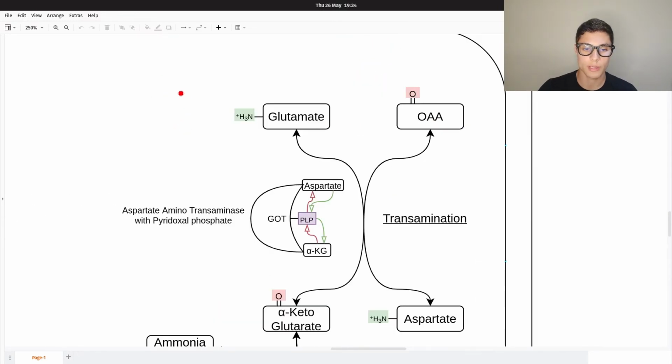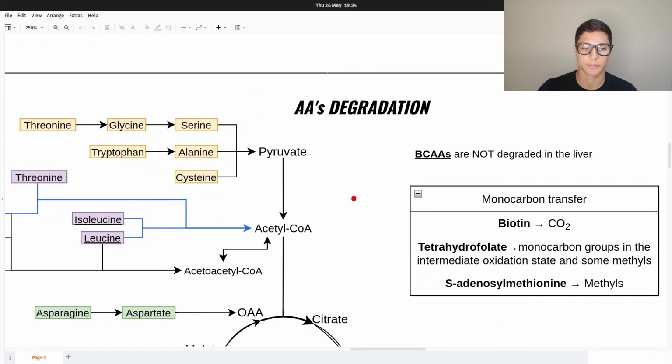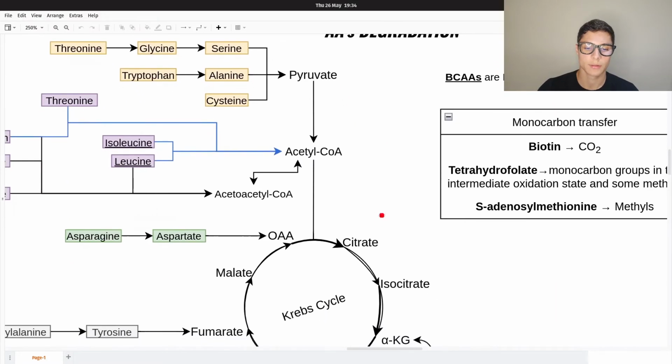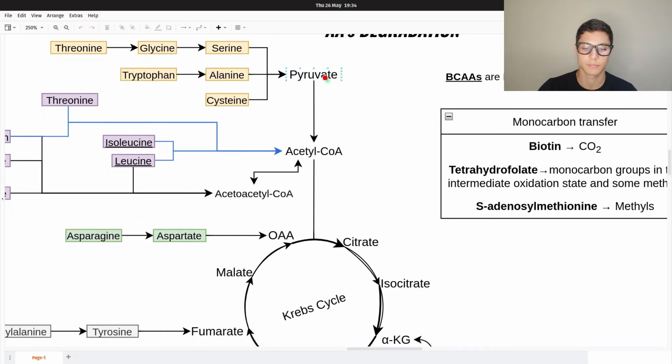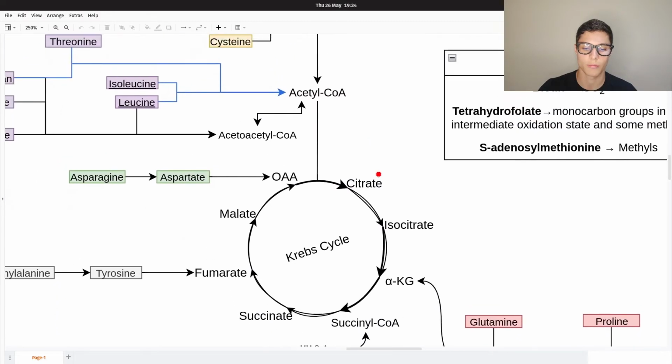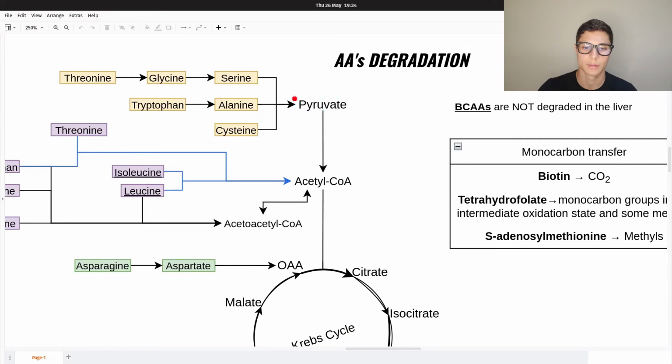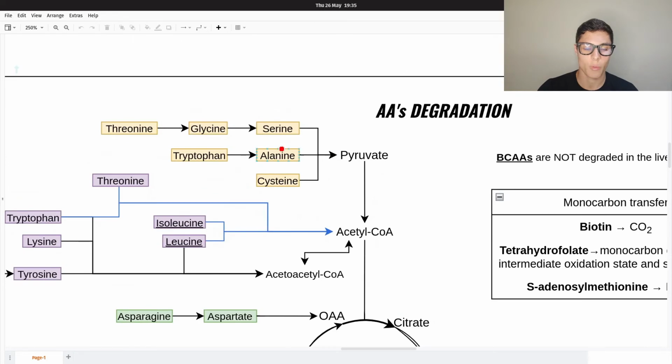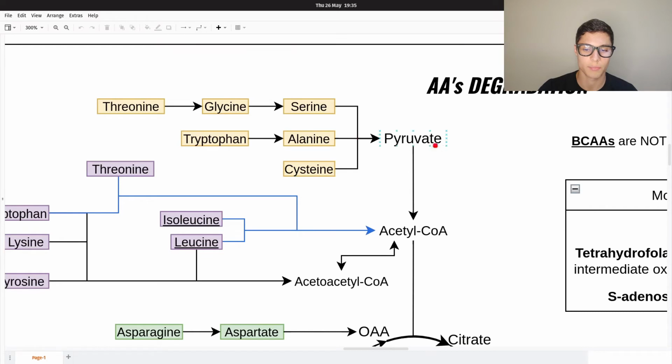Now, if we continue, we have amino acids degradation. Okay, if we start here, pyruvate. This is a common pathway of the Krebs cycle, the transition step. Indeed, we can put glycolysis here if we want. Basically, here we have these amino acids whose degradation will give pyruvate. From cysteine, we get the pyruvate. From the tryptophan, we get the alanine, and then the alanine is going to give us pyruvate.